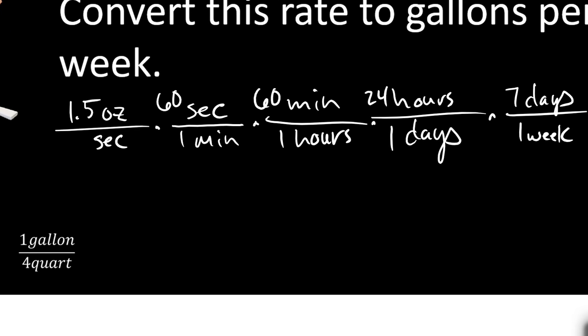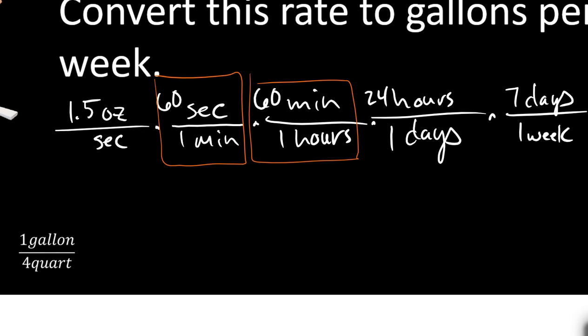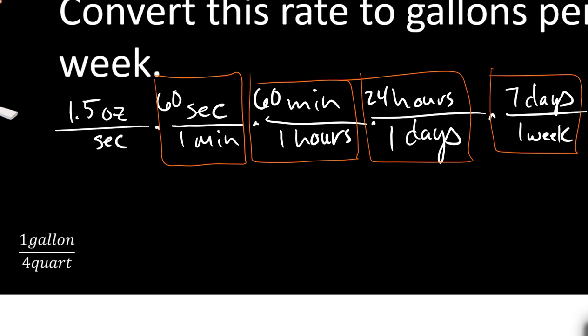So the big idea here is that all of these units, right? This is the number 1, this is the number 1, this is the number 1, this is the number 1, right? 60 seconds is equivalent to a minute. So I've got the same amount of time divided by the same thing, so it equals 1. And that's true for all of these. 24 hours is indeed a day, 7 days is indeed a week.